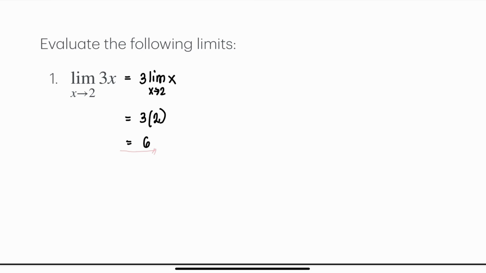If we are to simply use a shortcut, then we are just going to substitute the value approached by x to the x in the given function. So the limit of 3x as x approaches 2 is just equal to 3 times 2, which is equal to 6. So when x approaches 2, 3x, or the function, approaches 6.